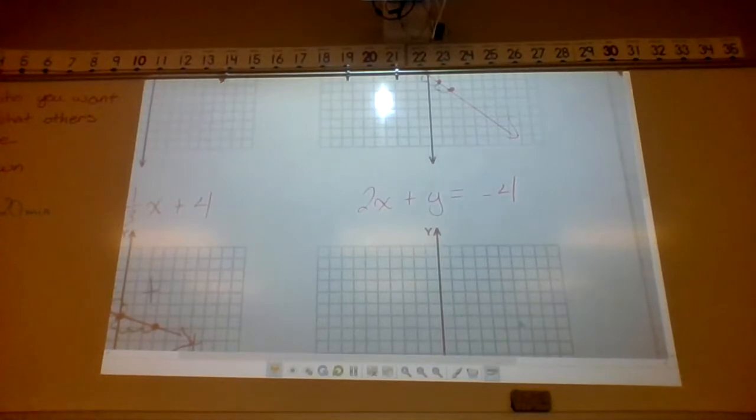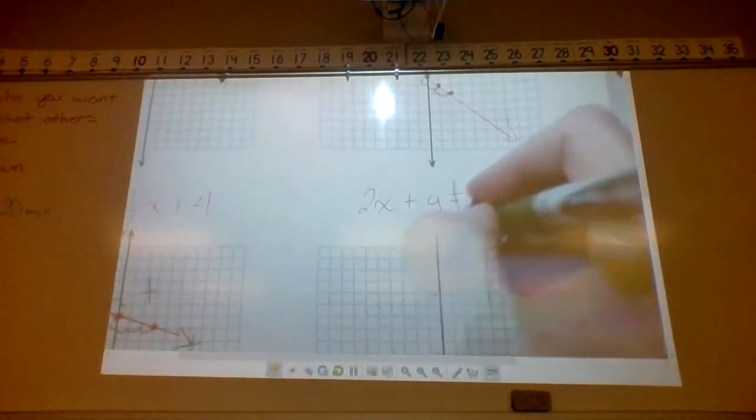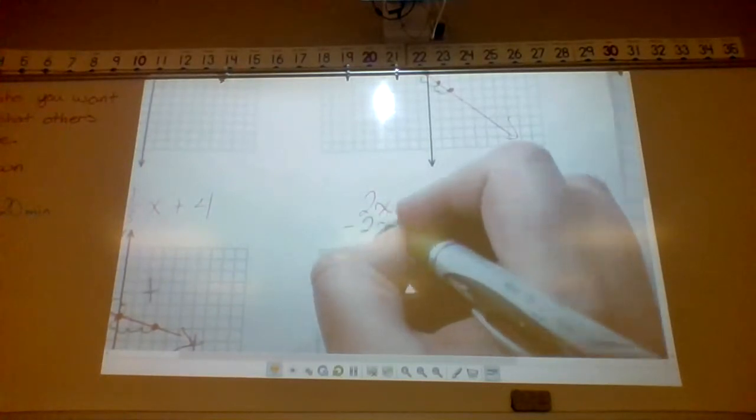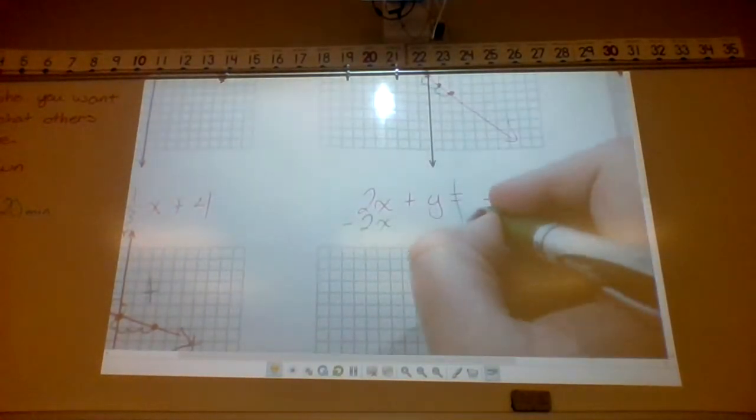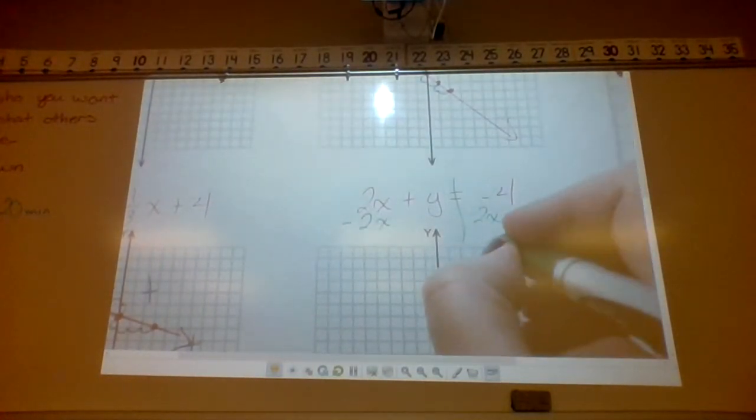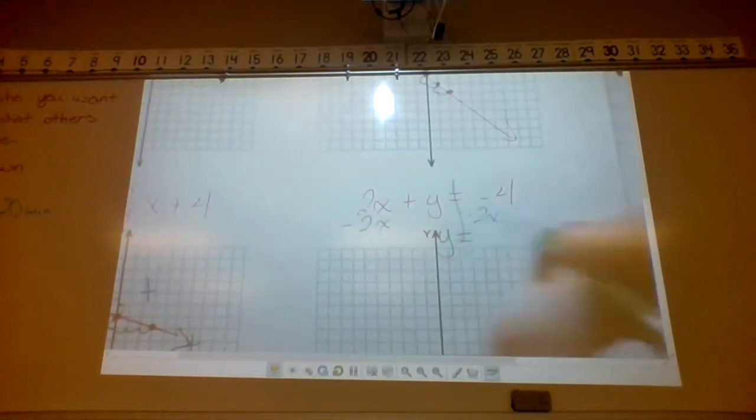You need to make it slope intercept form first. Is the y by itself? What do you have to do? Subtract 2x from both sides. That makes it y equals what?